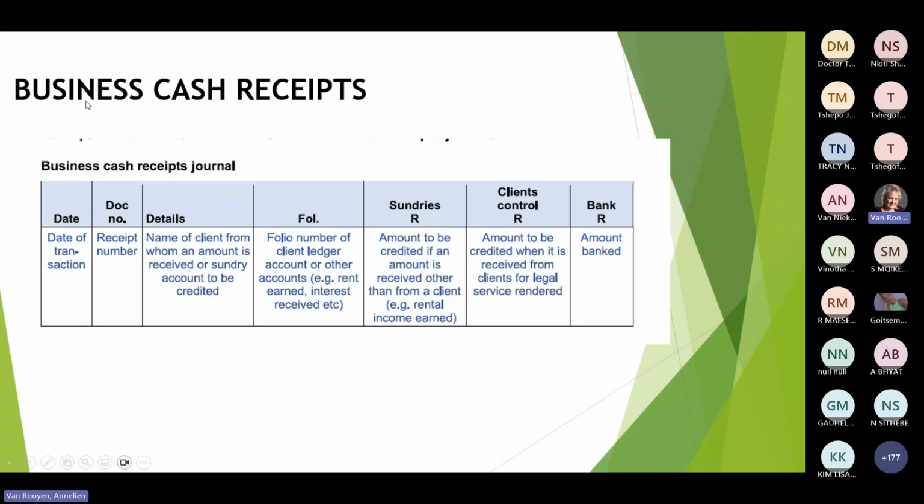Now, if we look at the business cash receipts, remember the normal business. In this case, it's a lawyer or an attorney, but it can also apply to any other business. You need to have these headings in your cash receipts journal. Now, how will you remember these? Very, very easy. You learn them off by heart. You need to learn that these need to be the headings in your cash receipts journal. There's no other way, just learn it.